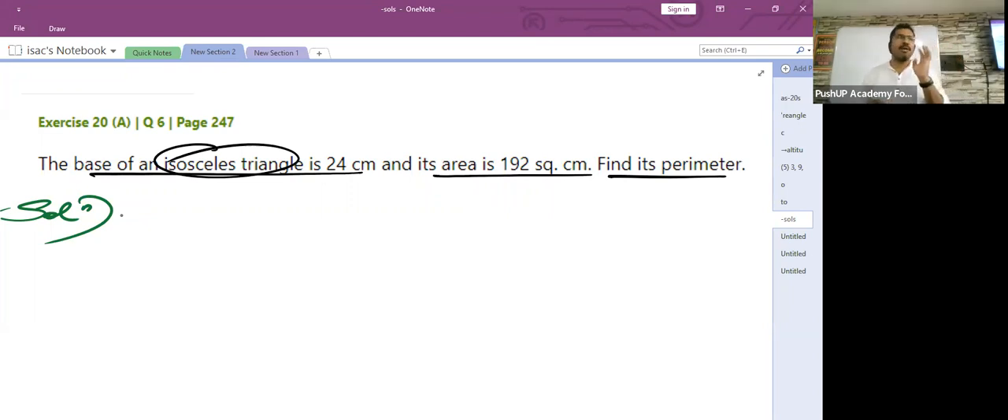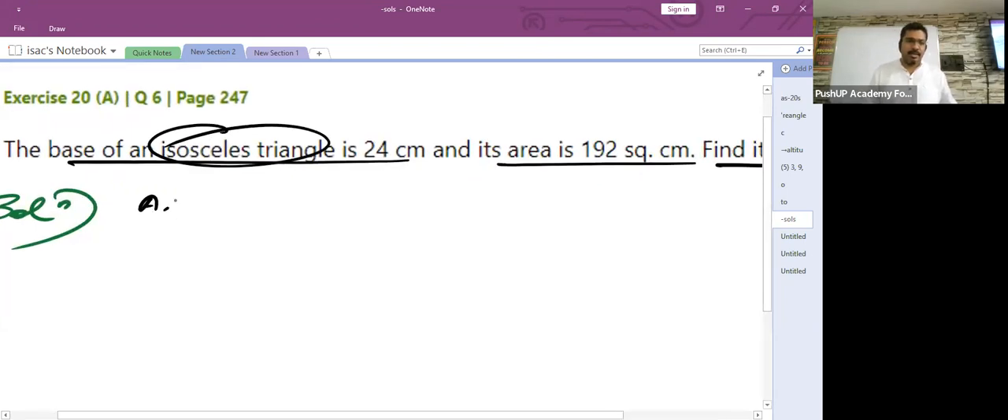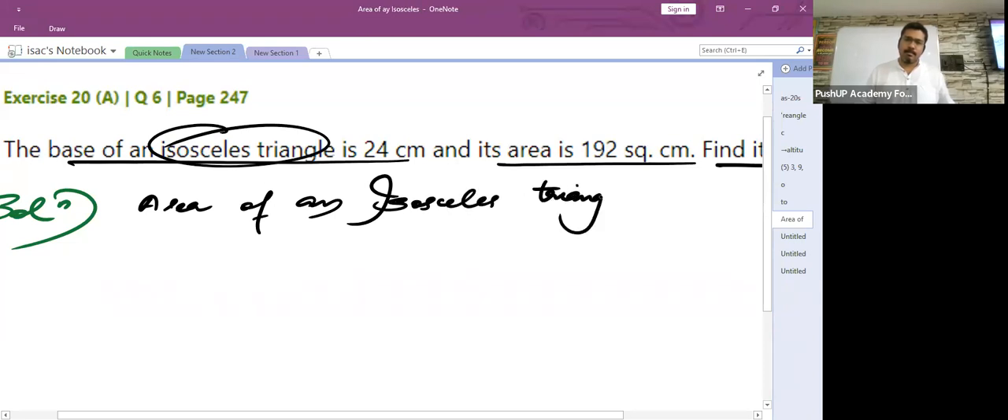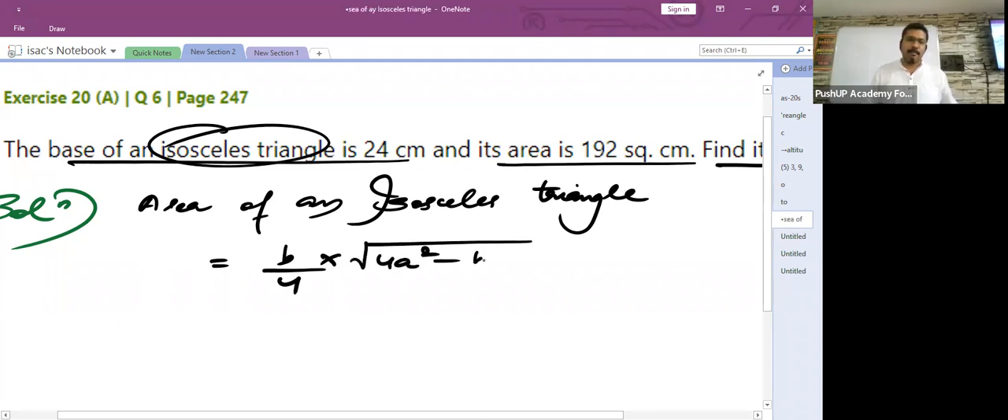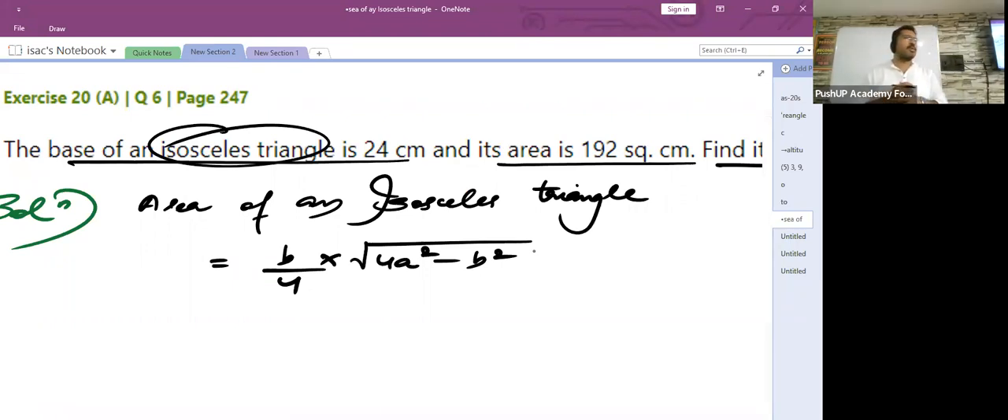Now the last formula in this category, that is the area of an isosceles triangle. Please make a note of it, children, everyone. Area of an isosceles triangle is equal to b by 4 into square root of 4a square minus b square. Note the formula and then I will explain it. The formula is given to you in the textbook, children.